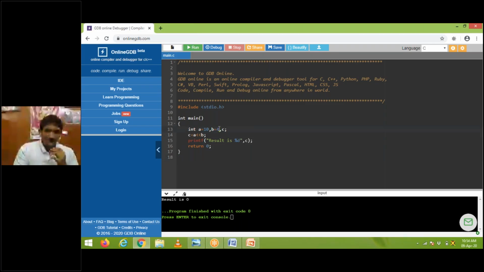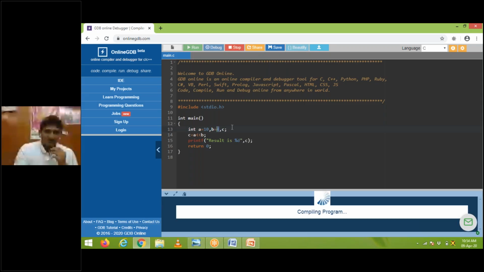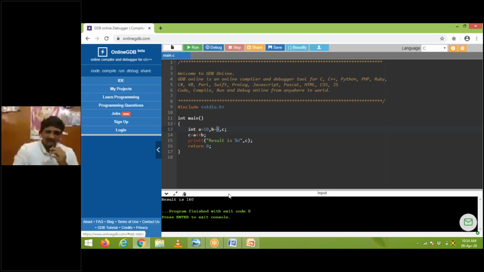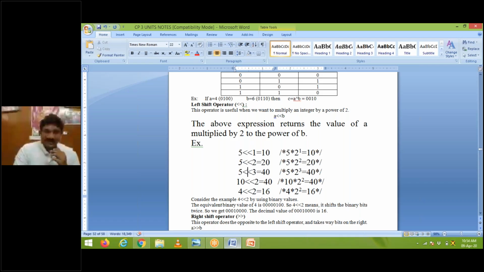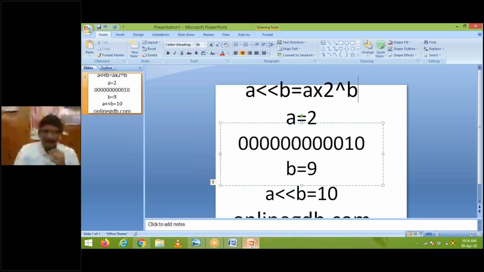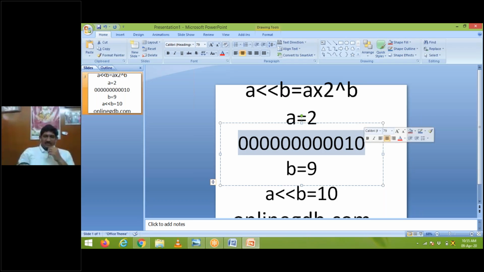Because 2 power 4 is 16. 16 into 10 means 160. We'll run the program now. 160. Okay, this is the shortcut. Very easy method. But in the examination, first you have to specify bitwise only, because as the name itself says, bitwise operators, you need to perform the operations bitwise only. Okay, so this is just a shortcut method, what I told you just now.